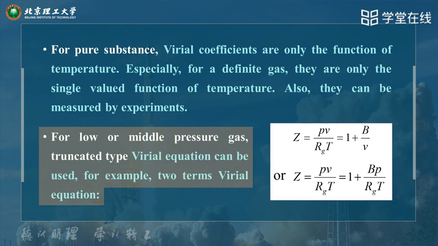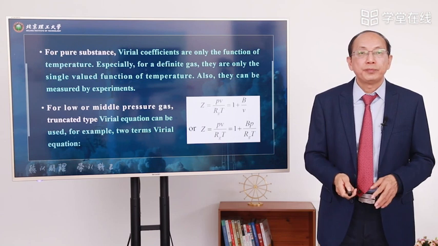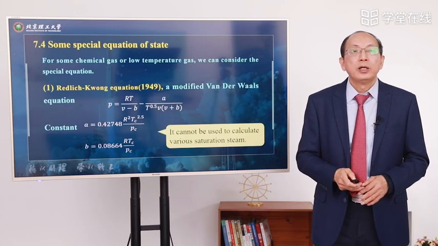For low or middle pressure gas, a truncated Virial equation can be used, because a Virial equation with so many terms is very difficult to calculate. So in most cases we use the truncated Virial equation, sometimes with 2 terms or 3 terms, which becomes a simple Virial equation.